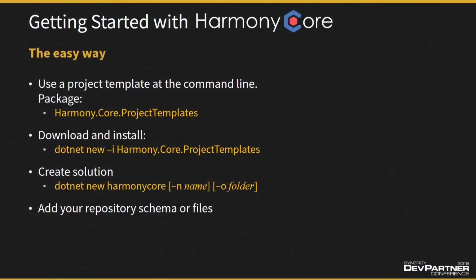So once you've got your repository in place, there's really 2 ways of getting up and running with Harmony Core development. One is the easy way. The easy way is to use our project templates. We have one primary project template in a NuGet package called harmony.core.project_templates. So you'll find that on nuget.org. You can install that on your machine using a command .NET new -i harmony.core.project_templates, and it will download that project template from NuGet and install it onto your machine. And you can then use .NET new Harmony Core to create a new Harmony Core project.